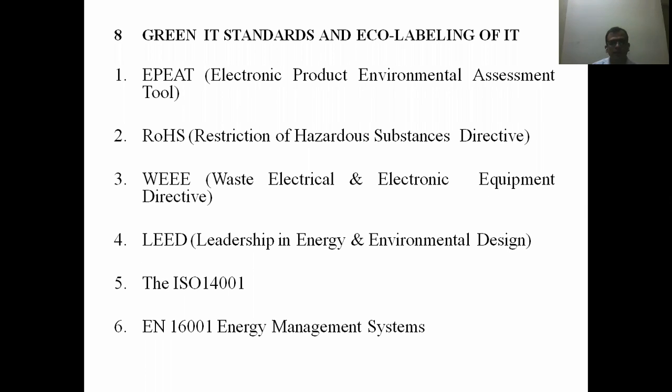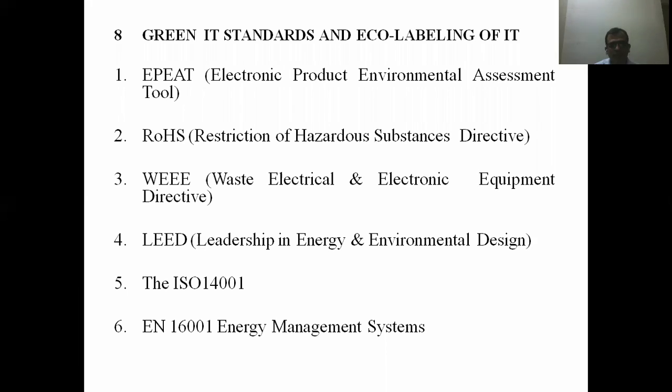So next, the Green IT standards and eco labeling of IT. These are the different standards that are used for Green IT. The EPEAT tool, the Electronic Product Environmental Assessment Tool, can be used to assess the GHG emissions. RoHS, Restriction of Hazardous Substances directive. The WEEE, the Waste Electrical and Electronic Equipment directive. So whatever waste occurs in electrical and electronic equipment will be handled by the WEEE standards.